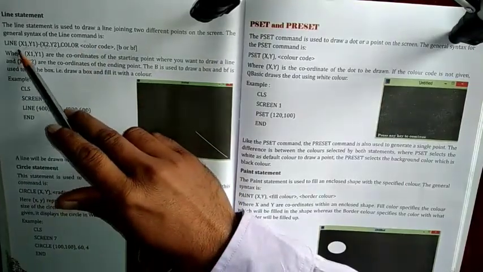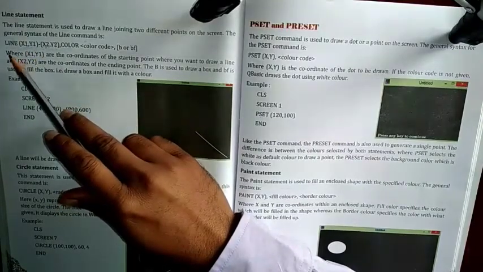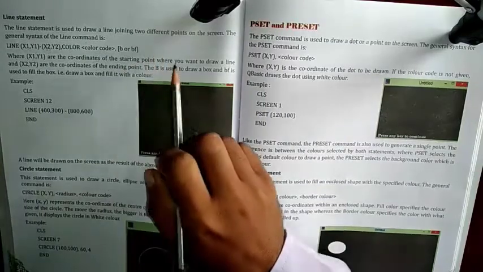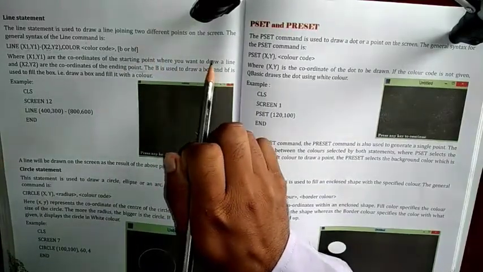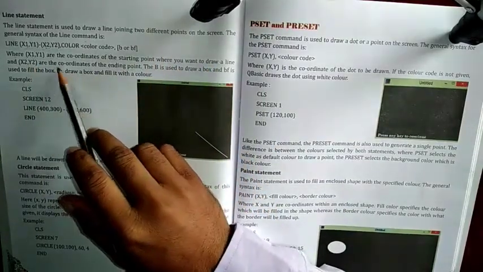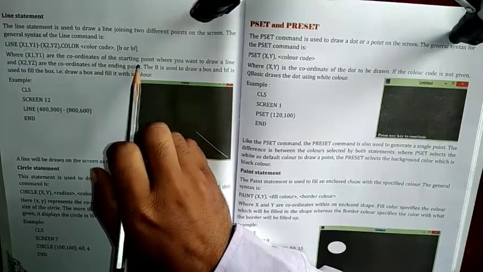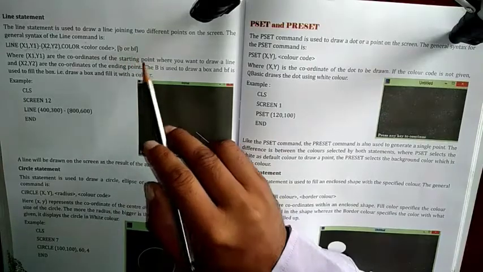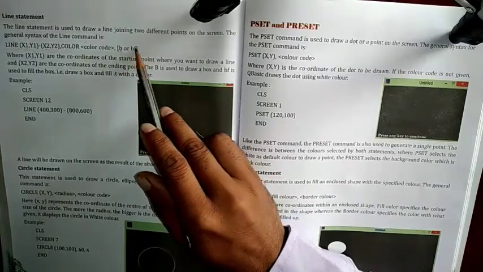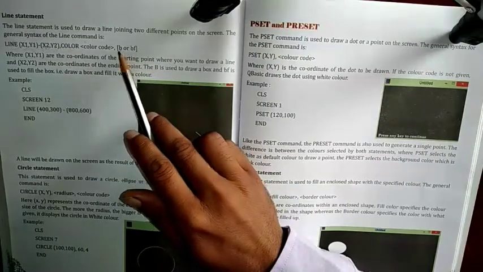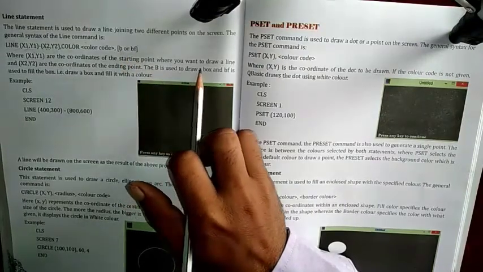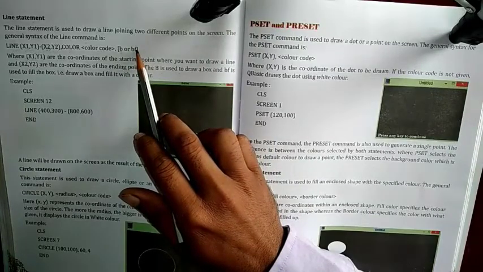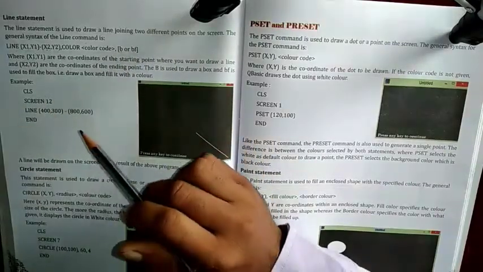In this syntax, x1 y1 are the coordinates of the starting point where you want to draw a line, and x2 y2 are the coordinates of the ending point, and here there is b or bf. So what is the meaning of b or bf? The b option is used to draw a box, and the bf option is used to fill the box.